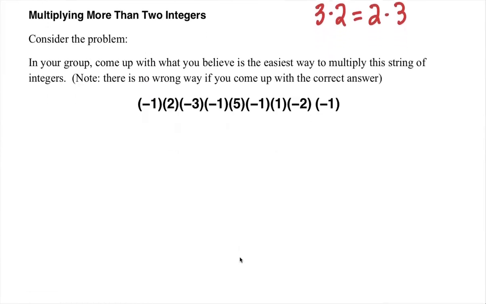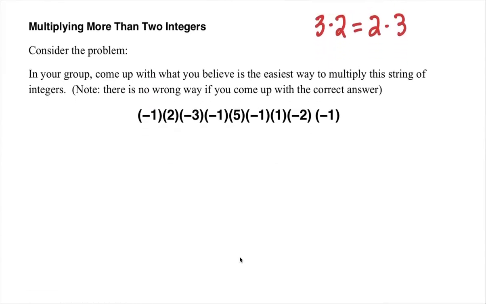All right, if we have a whole list of numbers to multiply, I would recommend just taking two at a time. The order doesn't matter, because if you do 3 times 2, that's the same thing as 2 times 3. So if we switch the order of things, it doesn't matter. But to help make sure you get everything, I would recommend just taking two at a time. So come up with what you think is the easiest way to multiply this string of numbers. There's no wrong way, as long as you're coming up with the correct answer. So pause the video and see what you come up with.